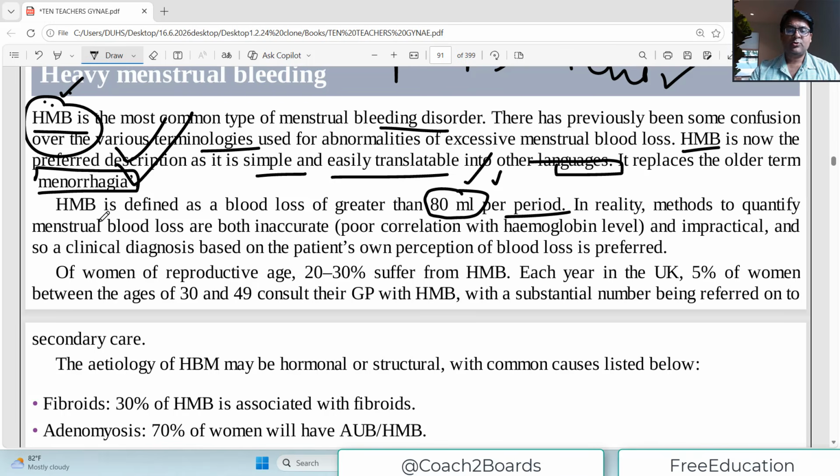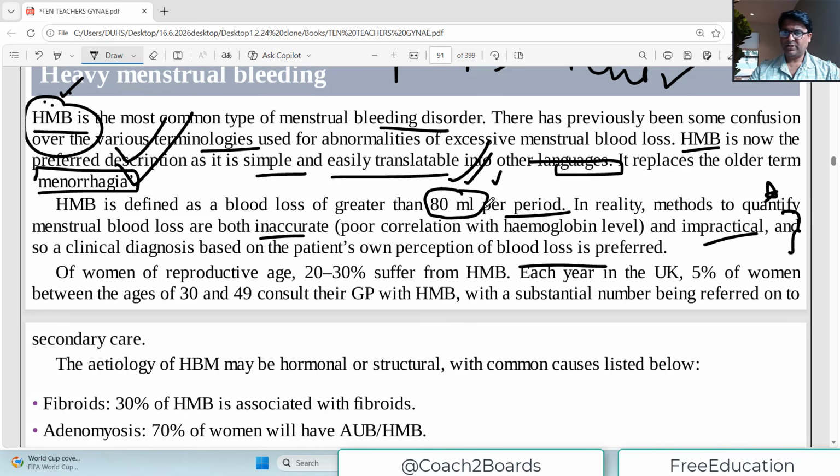In reality, methods to quantify menstrual loss are both inaccurate and impractical, and as a clinical diagnosis it is based on the patient's own perception of the blood loss. Now, this is a super important statement. अब मुझे एक बात बताएं, हम यहाँ बुक में लिखने को तो हमने लिख दिया कि blood loss more than 80 ml. Now, how many females do you know who actually quantify and measure their menstrual blood loss? I don't know a single woman doing this.